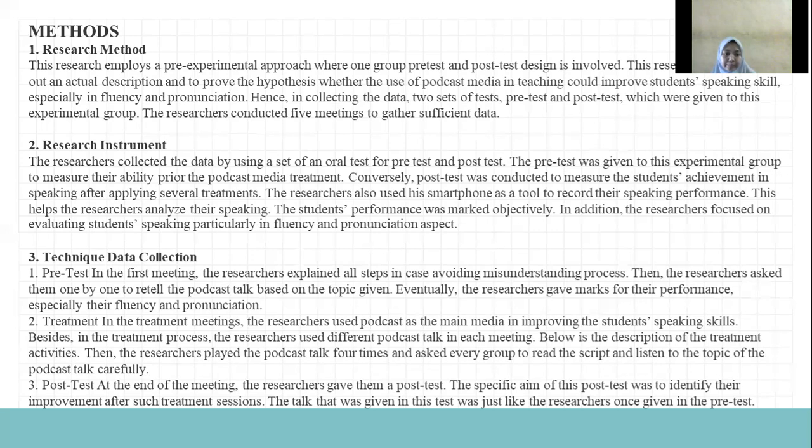Number one, pre-test. In the first meeting, the researcher explained all the steps to avoid misunderstanding of the process. Then the researcher asked them one by one to retell the broadcast based on the topic given. Number two, treatment. In the treatment meetings, the researcher used podcasts as the main media for improving the students' speaking skills. But in the treatment process, the researcher used a different podcast in each meeting.